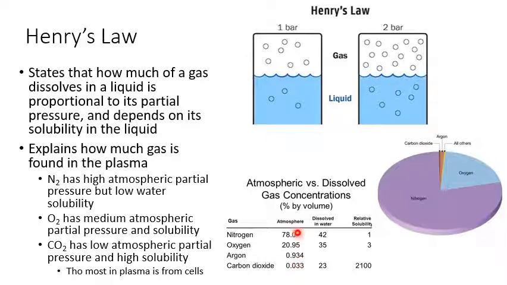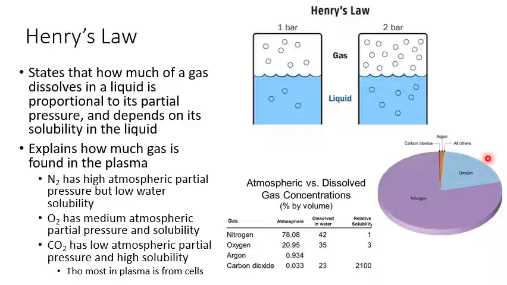But if you took a sample of the atmosphere, so if you took a sample of air and put it in a container with water, you would find that out of all the gases in the atmosphere that end up dissolved in the water, only 42% is accounted for by nitrogen. So it accounts for 78% of the gases in the atmosphere, but only 42% of gases in air that was dissolved in water.